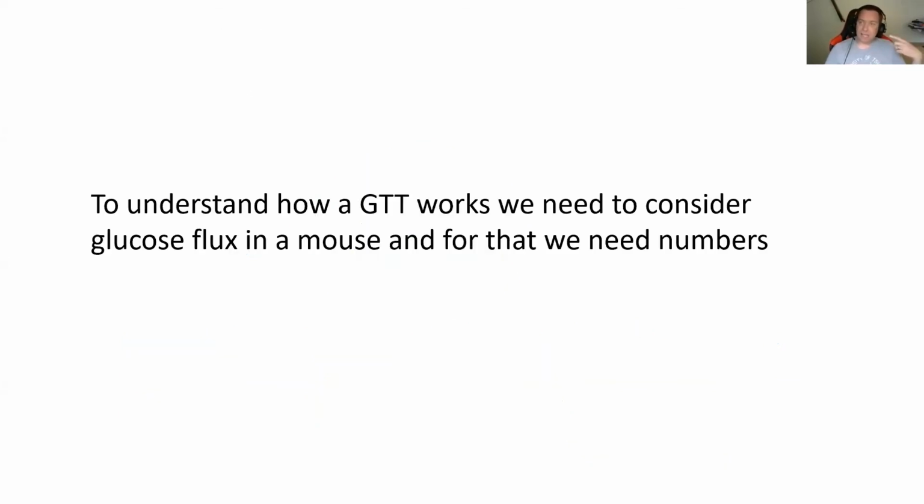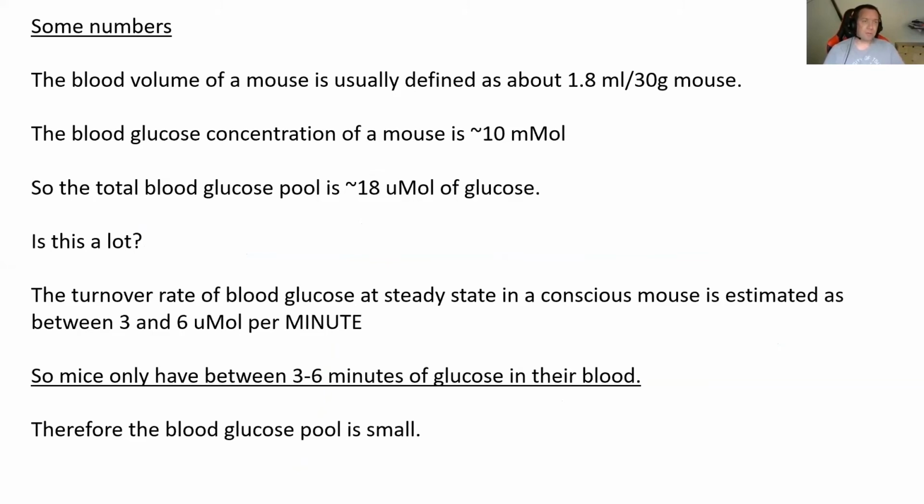So to understand how this can possibly happen, we need to consider glucose flux in a mouse. And for that, we need a few numbers. So the first numbers are the blood volume of a mouse. This is usually defined as being around about 1.8 milliliters for a 30-gram mouse. And the blood glucose concentration of a mouse is about 10 millimoles. So the total blood glucose pool is about 18 micromoles. Is this a lot? Well, probably the answer is no.